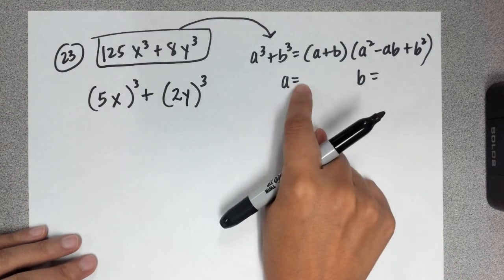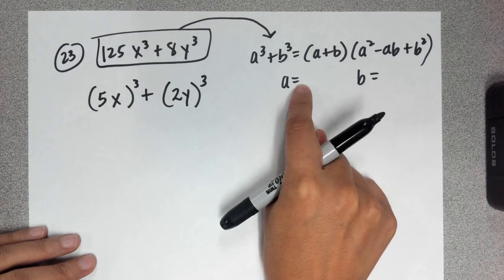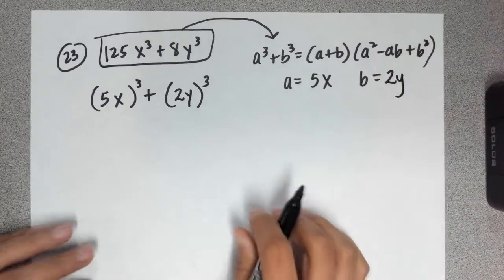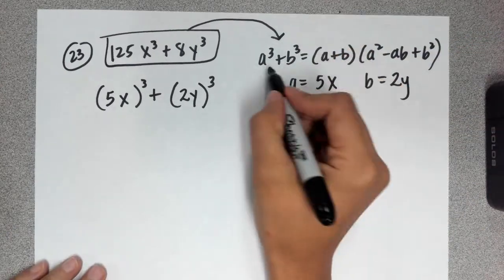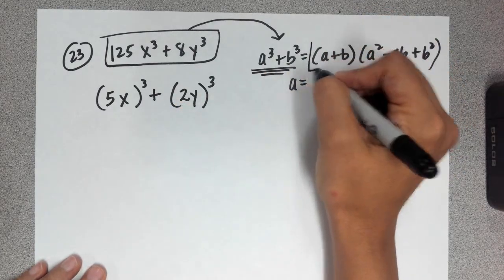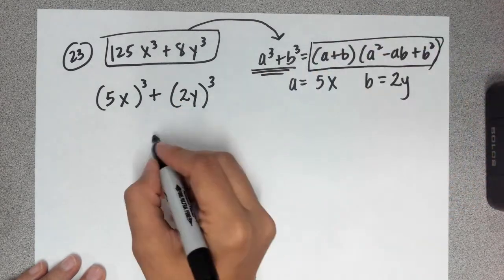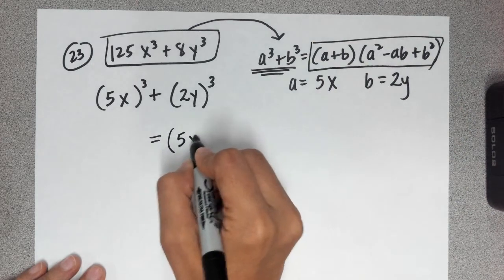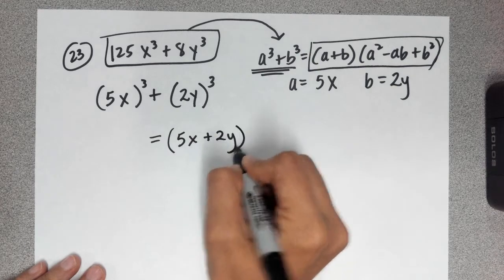So what is your a? Your a is 5x, and your b is 2y. Look, we already did this part of the formula. That's here. So now we just have to do this part of the formula. So the formula says do a plus b. So I'm going to say a is 5x, b is 2y.